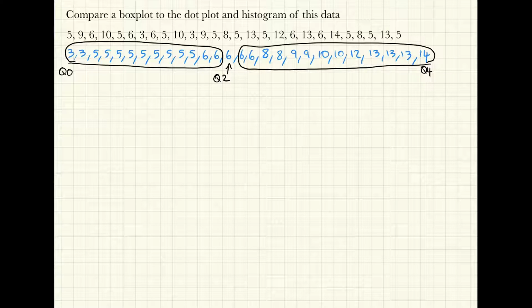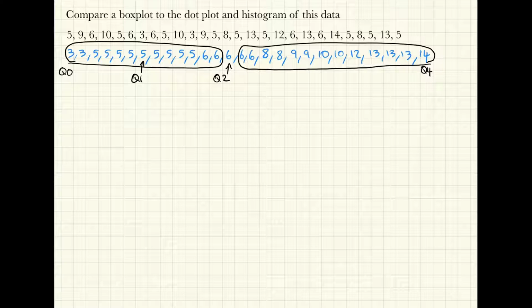So let's go ahead and do that. 1, 2, 3, 4, 5, 6. That would be this bottom quartile, and it would be right here in the middle of the lower quartile. So let's just say that's the middle there. That would be Q1.